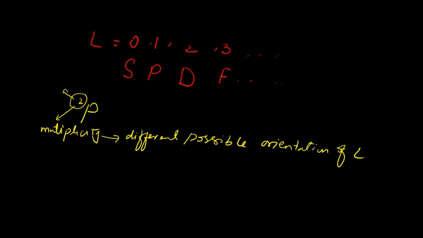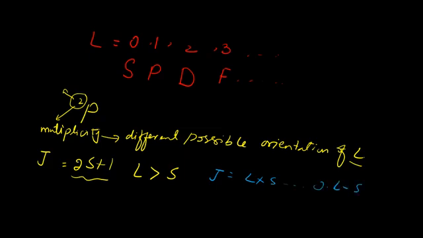So there are different possibilities for the multiplicity. Since we have different orientations, we have different possible values of the total angular momentum J. The multiplicity will be equal to 2S plus 1 when L is greater than S. That is, J can have a range of values from L plus S down to L minus S. For example, if S is equal to 0, J will be equal to L, which corresponds to the singlet state.